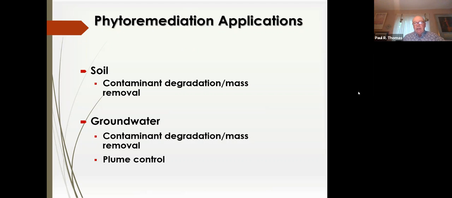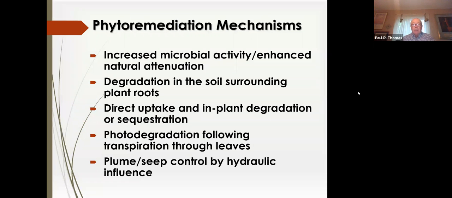As I mentioned, the primary applications for phytoremediation are contaminant degradation and mass removal in soil and groundwater. In groundwater applications, it can also be used as a means of controlling hydrology so that you can direct contaminant plumes from migrating where you don't want them to migrate.